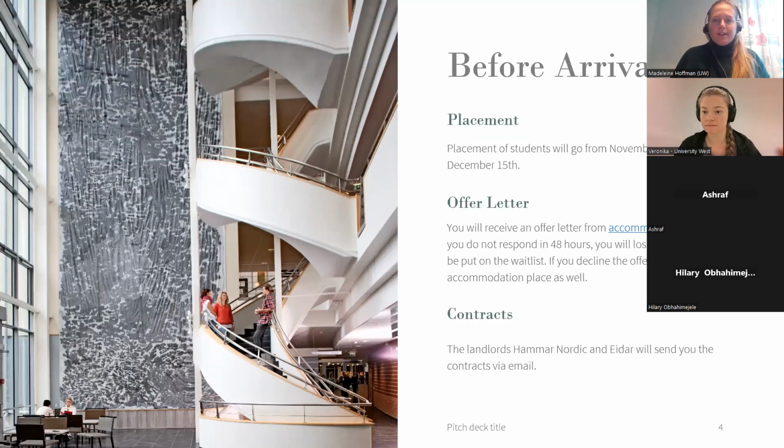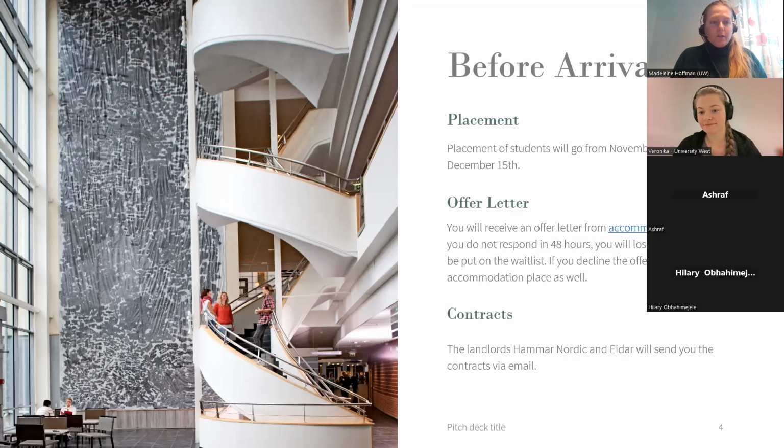So before arrival, placement of students will go from November 20th to December 15th. If you still haven't received something by December 1st, don't worry, we are still placing. It just takes some time because we need to verify, and we are also sending a bunch of emails out to students. So don't worry about that. And you will receive an offer letter from accommodation at hv.se.